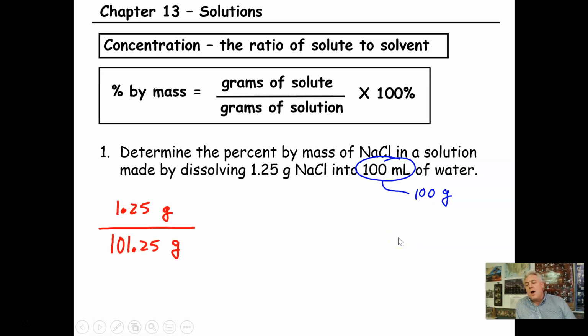All right, so here's how we'll do it. We'll take 1.25, the grams of the solute, divided by the grams of the solution. Now, the solution is going to be those two masses added together. So we'll end up with a total mass of 101.25 grams of solution. And then times 100 turns it into a percent, 1.23%. So that would be a way to measure concentration, percent by mass.